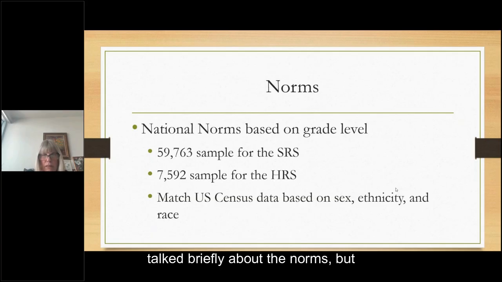I've already talked briefly about the norms, but just so you know, we did match the US Census data on sex, ethnicity, and race. We also compare our sample to what grade levels they are in and what regions of the United States they're in. So you have a lot of information about this normative sample. It's a really robust normative sample. It contains all ability levels, and I think that's a real strength of the SIGS too.